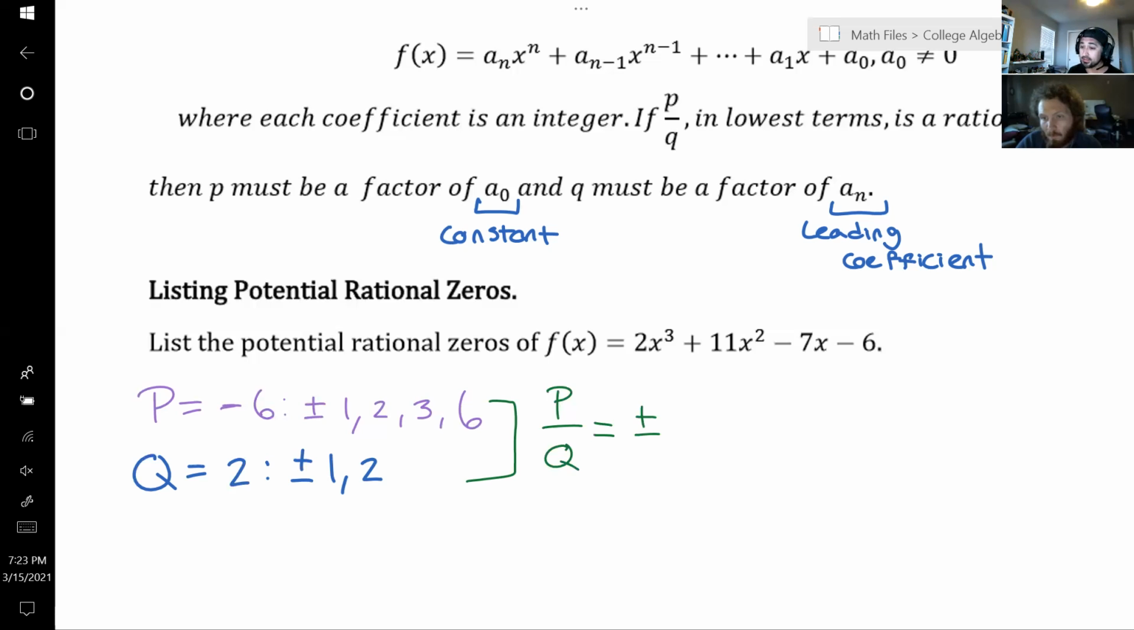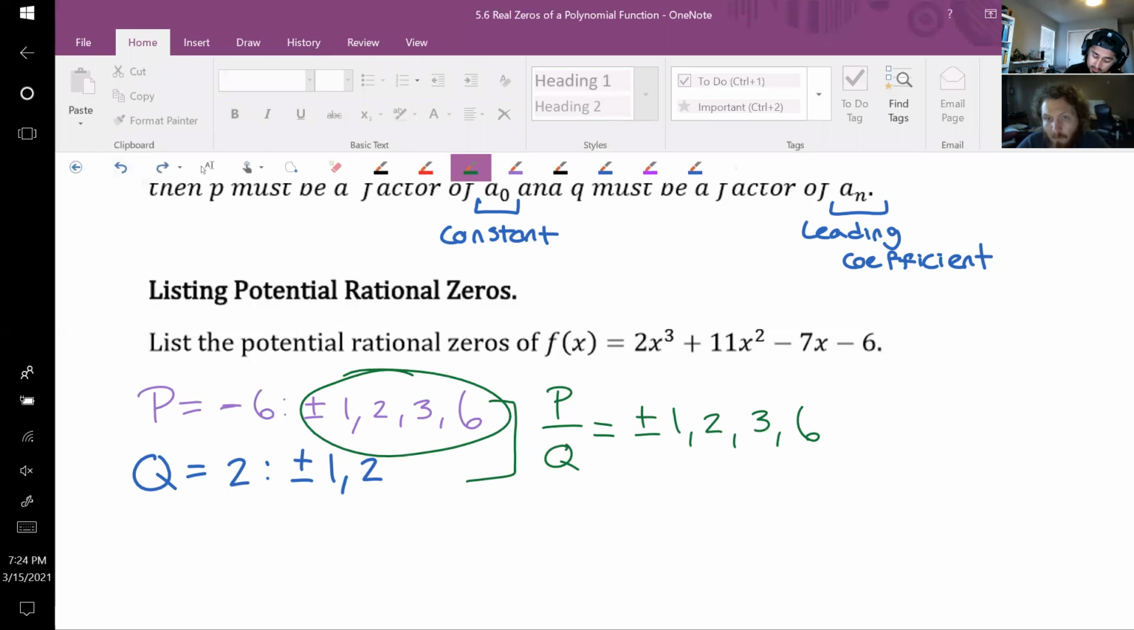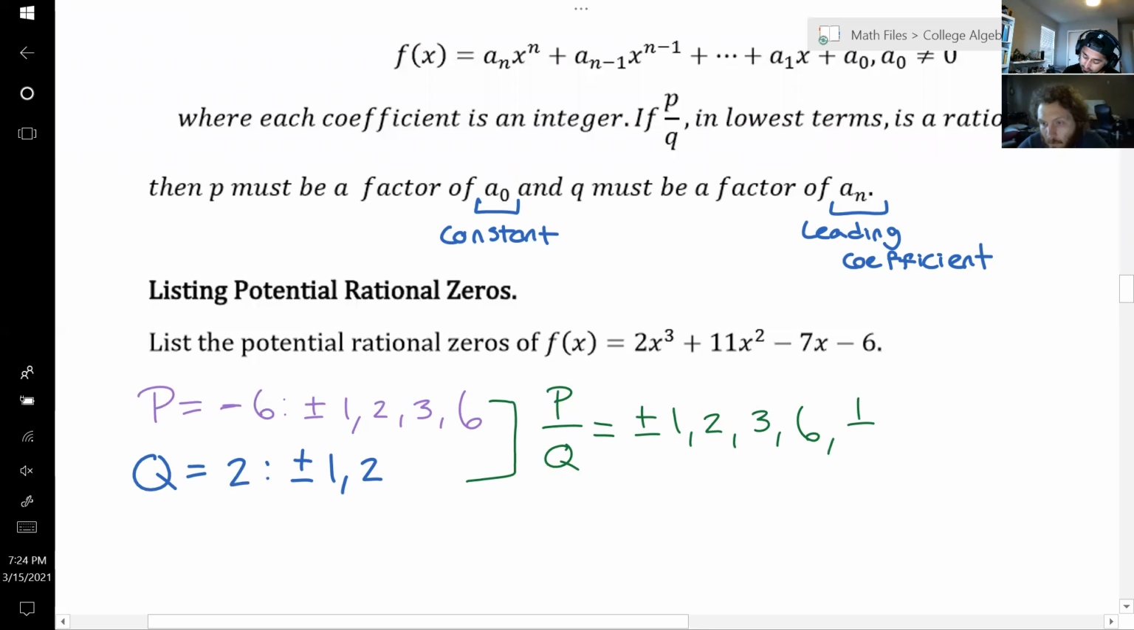So we're going to take 1, 2, 3, and 6 and put them all over 1, which means I'm just going to get 1, 2, 3, and 6. And then you're going to take 1, 2, 3, and 6 and put them over the last factor of 2, which is 2. So we're going to get 1 over 1, 1 over 2, which we don't have. You're going to get 2 over 2. Do we have that one? Yes, 1. Good. Then we're going to put 3 over 2. Do we have that? No. And then you're going to put 6 over 2. Do we have that one? Yes. Good.